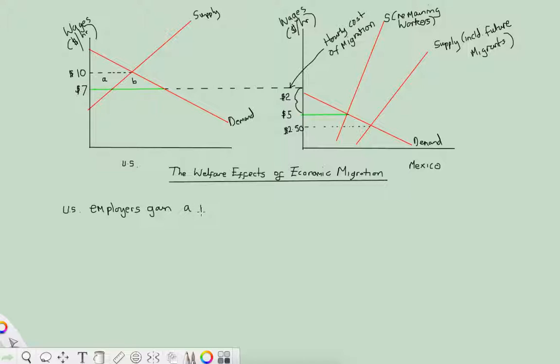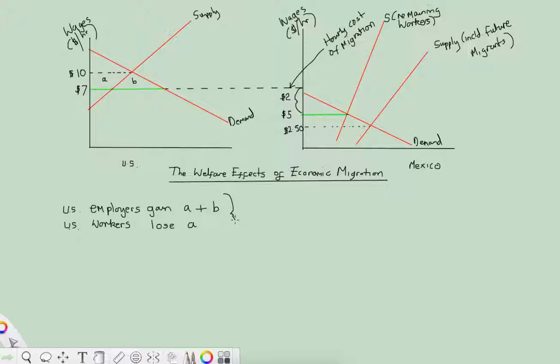And we can also see why migration's controversial, because if you are a worker or a supplier of labor in the US, you can see that the fall in the wages from $10 down to $7 causes a loss to the workers of Area A. So US workers, not counting the migrants, the original US workers, lose A.